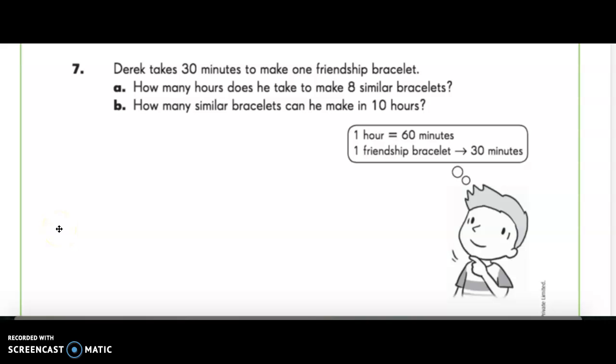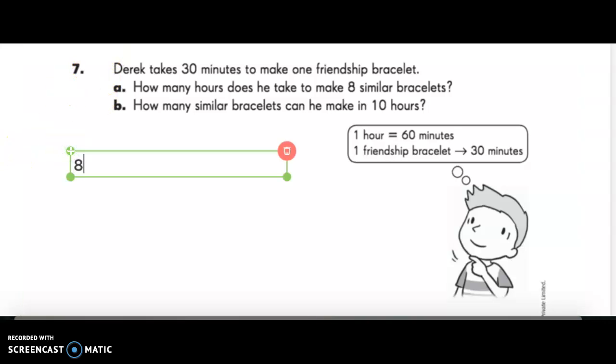So Derek takes 30 minutes to make one friendship bracelet. How many hours does he take to make 8 similar bracelets? So we need to be thinking about the fact that if he is making 8 every 30 minutes, we're going to multiply to get how many total minutes. So 8 times 3 is 24, and then we add that 0 on to get 240 minutes.